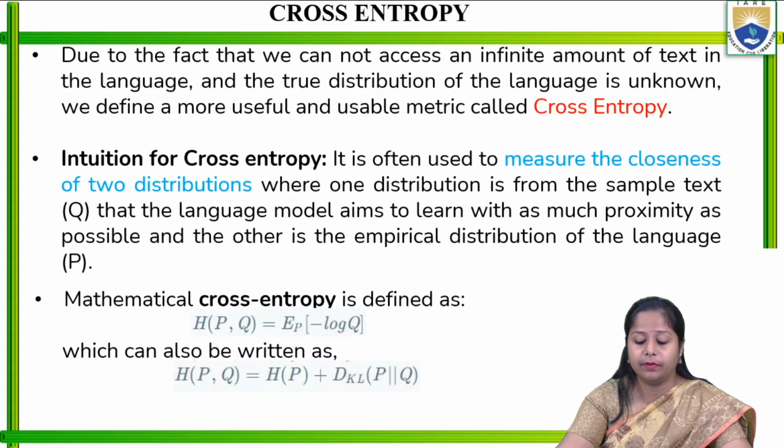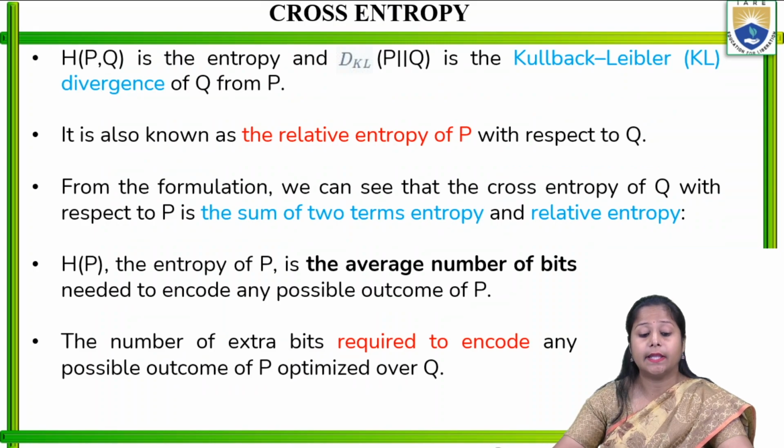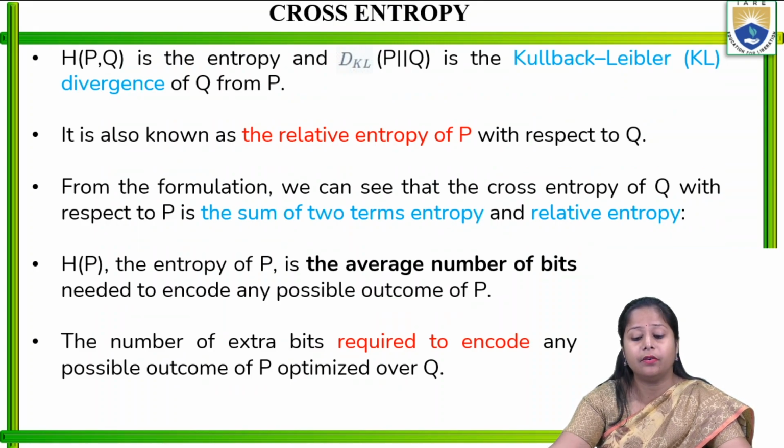Mathematically, cross entropy is defined as capital H of P comma Q equals E_P of minus log Q, which can also be written as H of P comma Q equals H of P plus D_KL of P parallel to Q. Here H of P is the entropy and D_KL of P parallel to Q is the Kullback-Leibler divergence of Q from P. It is also known as the relative entropy of P with respect to Q.